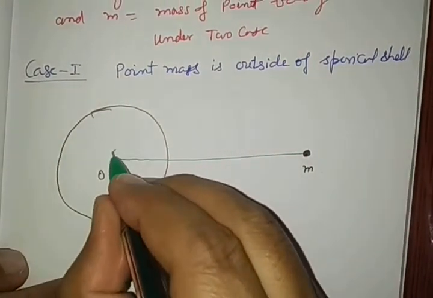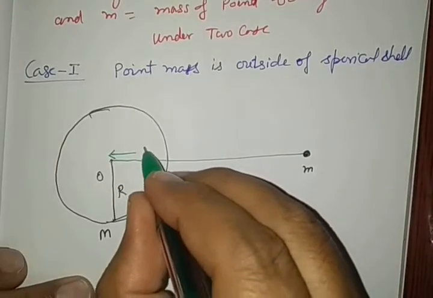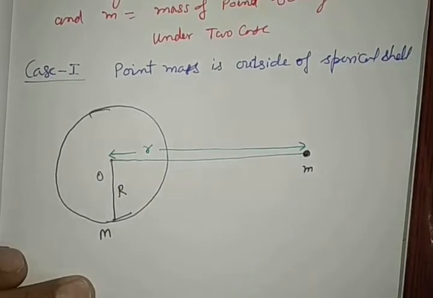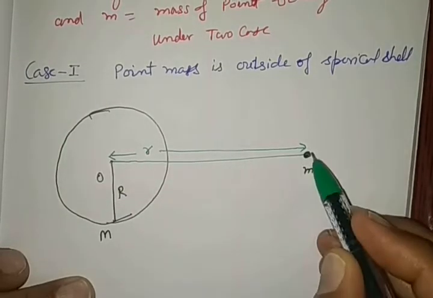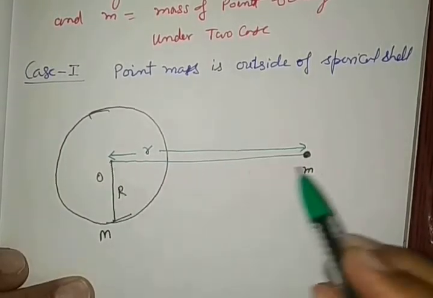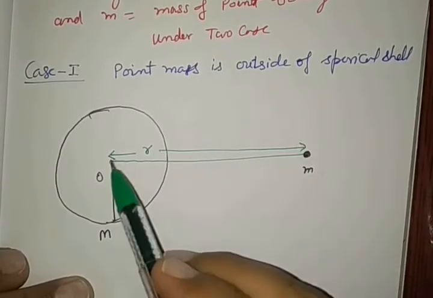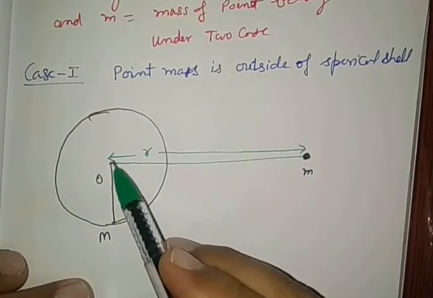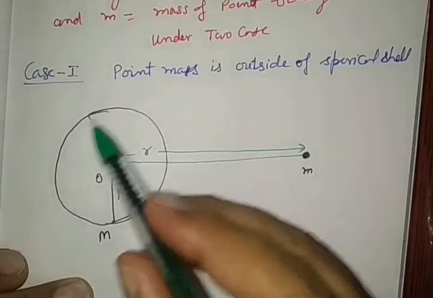Let the distance between both be taken from the center of both. Let this distance be small r in this case. So the distance between the spherical cell and the point mass will be taken from the center of both, although there is no mass at the center of the spherical cell. Mass is only distributed on the surface of the spherical cell in 3 dimensions.